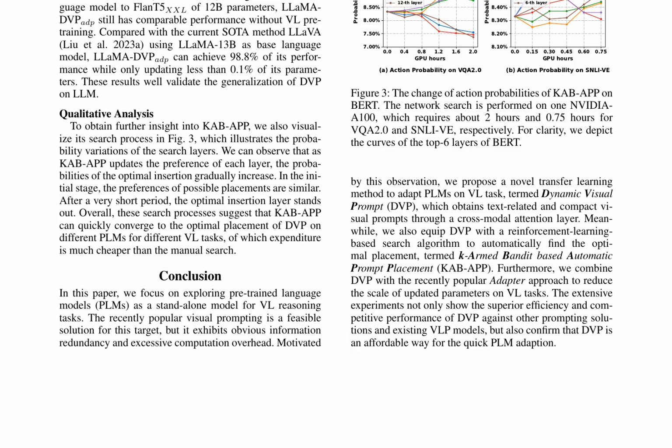This paper focuses on exploring pre-trained language models as a standalone model for vision language reasoning tasks. The proposed Dynamic Visual Prompt (DVP) method, combined with the K-armed bandit-based automatic prompt placement (KABAPP) algorithm, achieves efficient and competitive performance on vision language tasks.